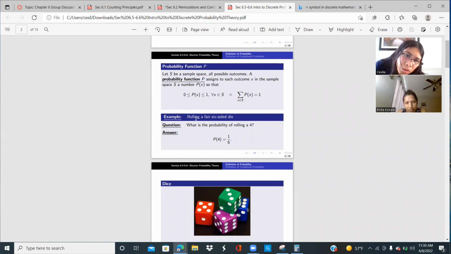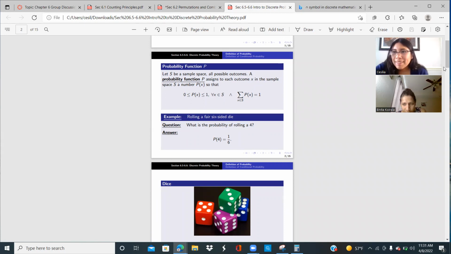Okay, and then an example. We have a fair six-sided die. So what is the probability of rolling a 4? In a die, there are only 6 different outcomes: 1, 2, 3, 4, 5, and 6. So the probability of it being a 4 is 1/6.